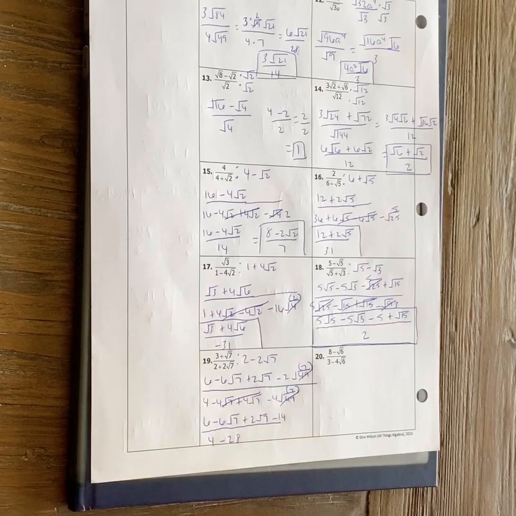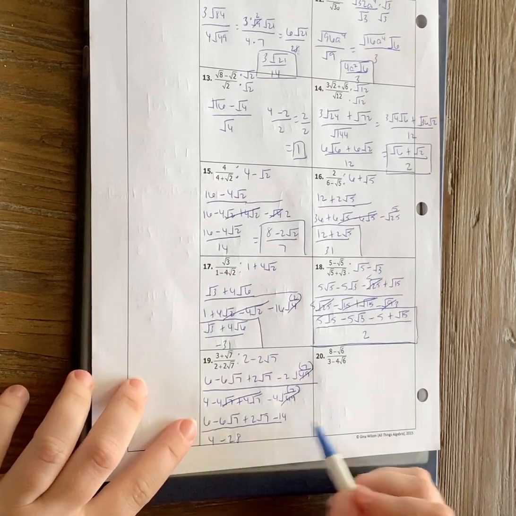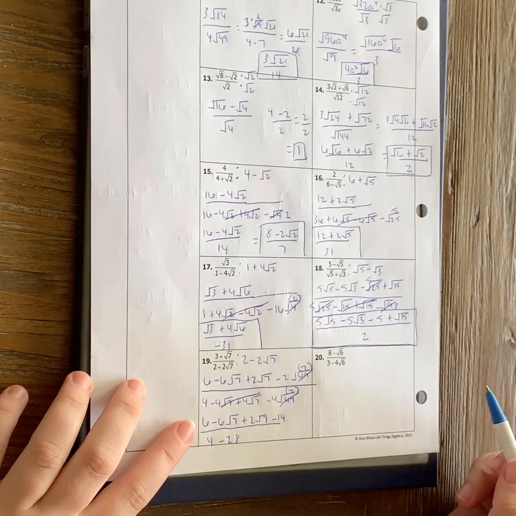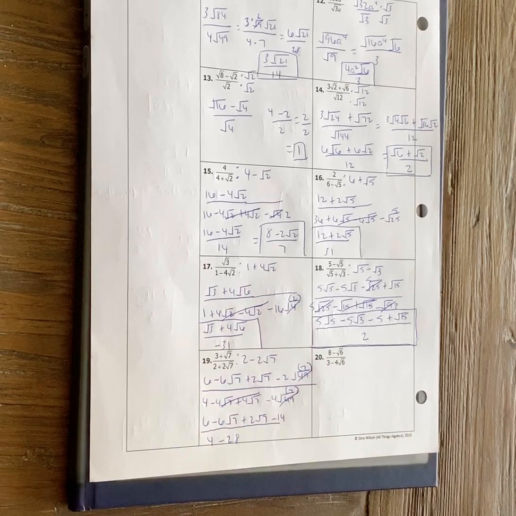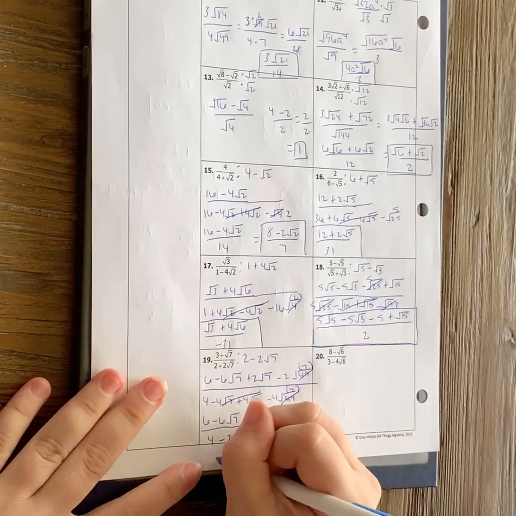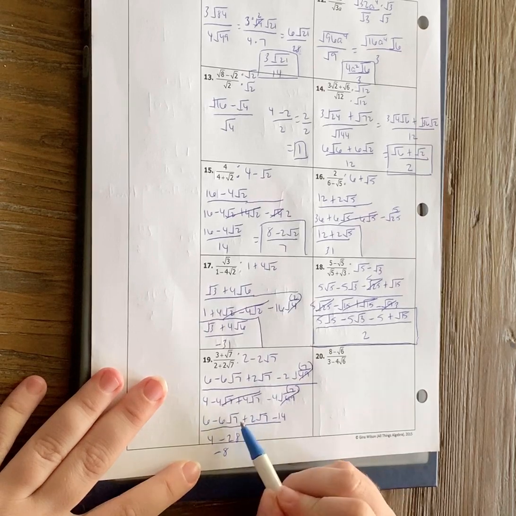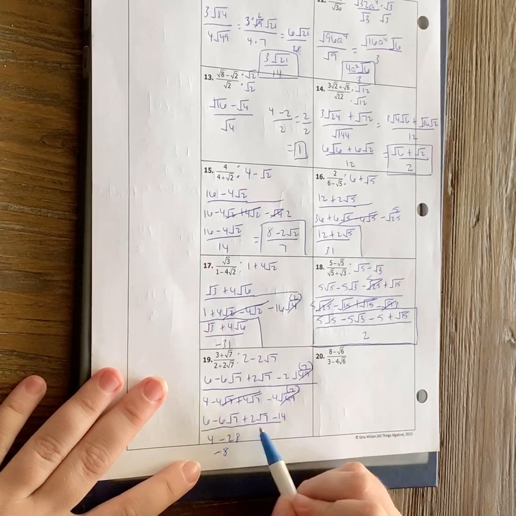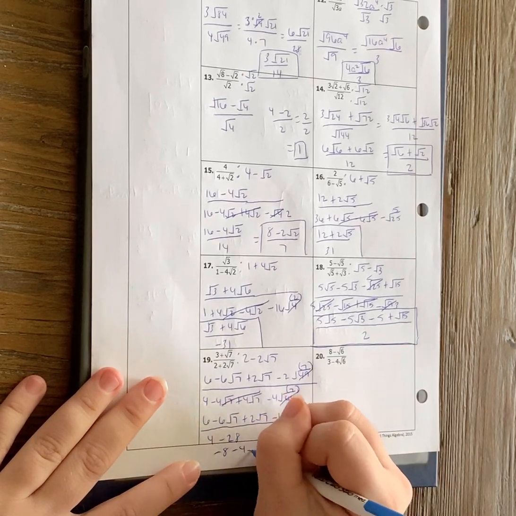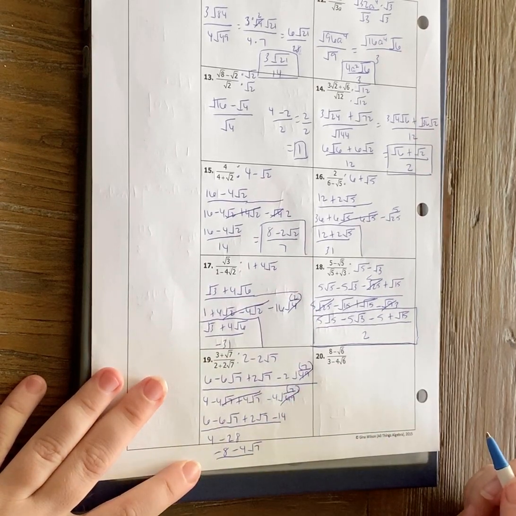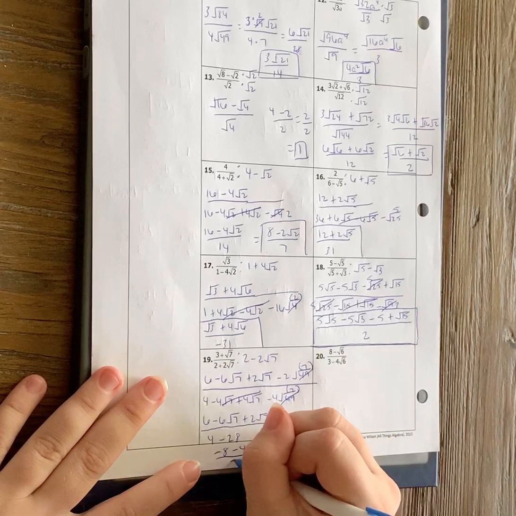Okay, now let's simplify everything. So we have 6 minus 14 becomes a negative 8. Okay, these right here we can combine together because they have the same radical. So negative 6 plus 2 is negative 4 square root of 7. And 4 minus 28 becomes a negative 24.